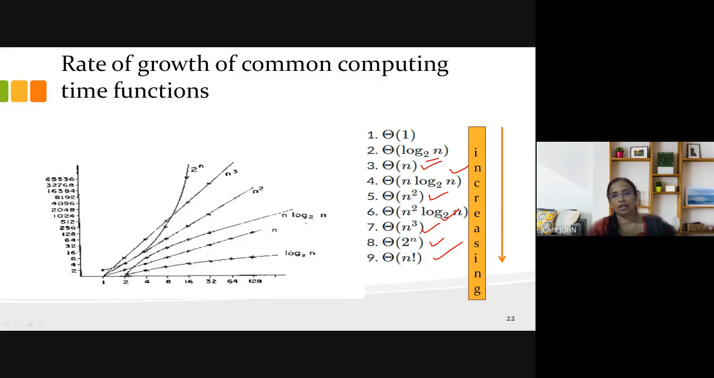So what you have to take care of is that log n is smaller than n. n log n is again smaller than n square. n cube is greater than n square. 2 raised to n is going up in an exponential way. Okay, it's enough for this section.